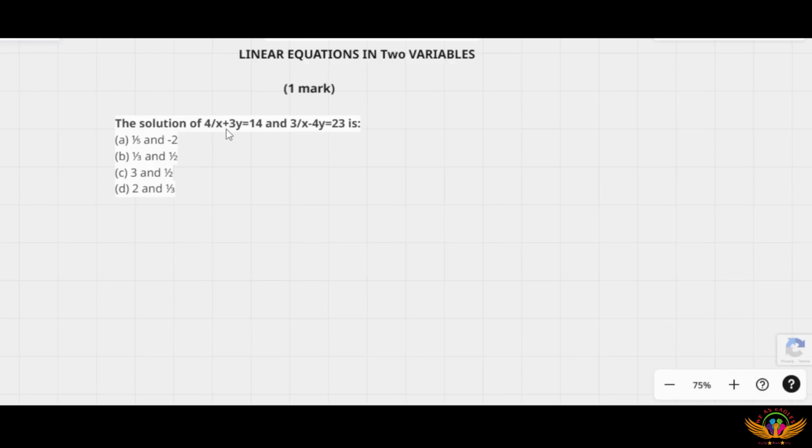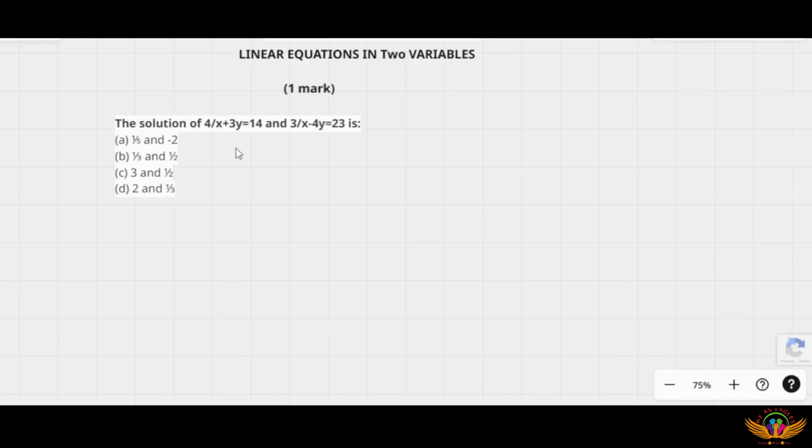The solution of 4 by x plus 3y equal to 14 and 3 by x minus 4y equal to 23. See here, you can see it is 4 divided by x. It is not a proper linear equation. It's like an improper linear equation. So we have to make it proper. So it is like 1 by x is here.